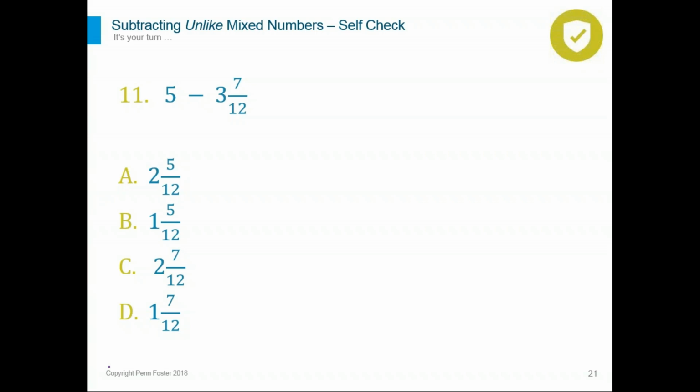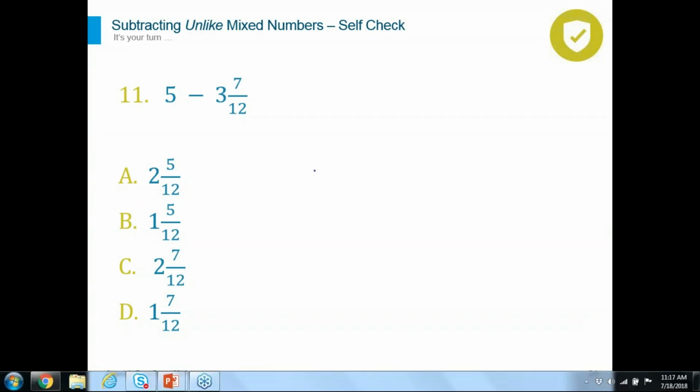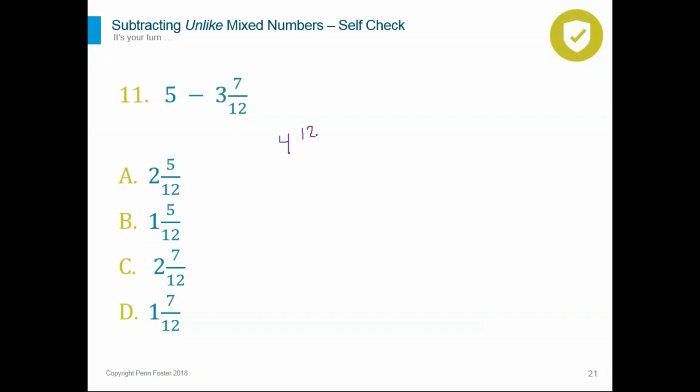Okay, let's do the question together. Simply 5 can be displayed as 4 and 12 over 12 minus 3 and 7 over 12. 12 minus 7, doable. Then it's a simple subtraction problem. 4 minus 3 is a 1. 12 minus 7 will give you a 5, and then over 12, and this is your answer. It's already in simplest form. B is the final answer. That's it.